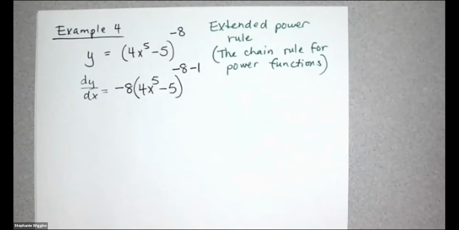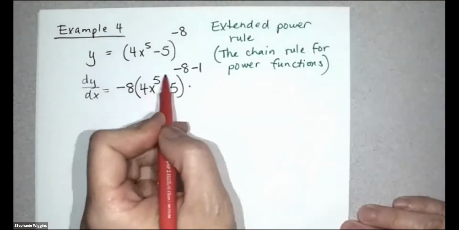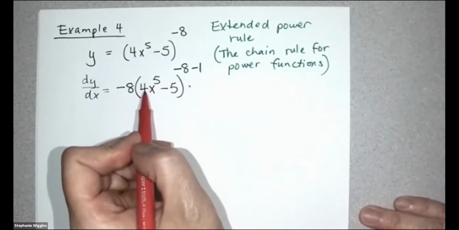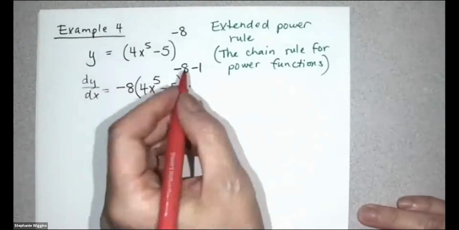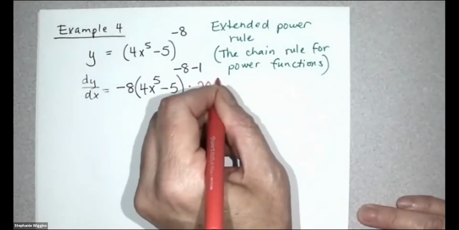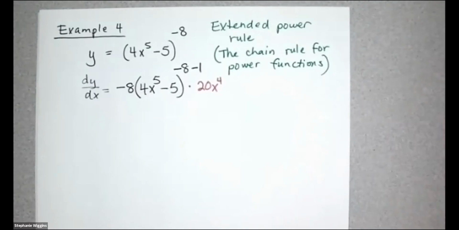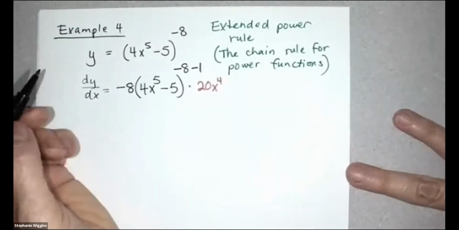And then by the chain rule, I need to multiply by the derivative of the inside function, which, taking the derivative of 4x to the 5th minus 5, is 5 times 4 is 20, x to the 4th power, which is 1 less than 5. Okay, this is the chain rule. And of course, your textbook calls it the extended power rule.